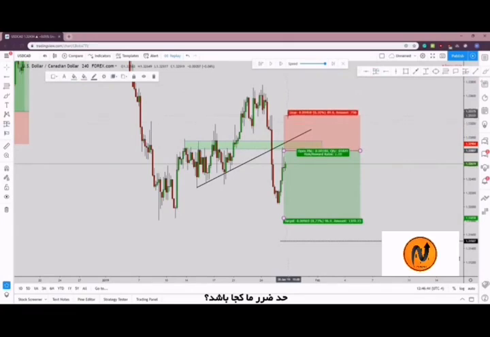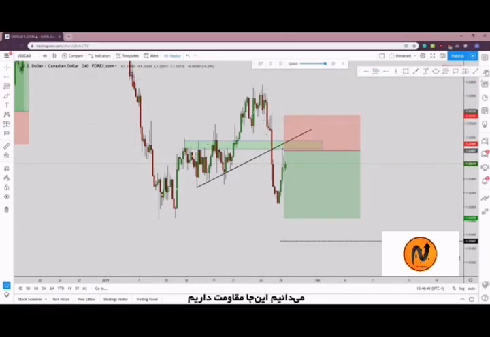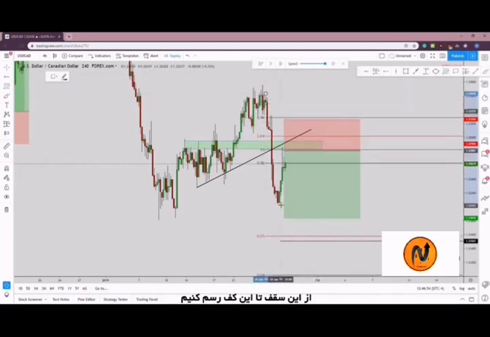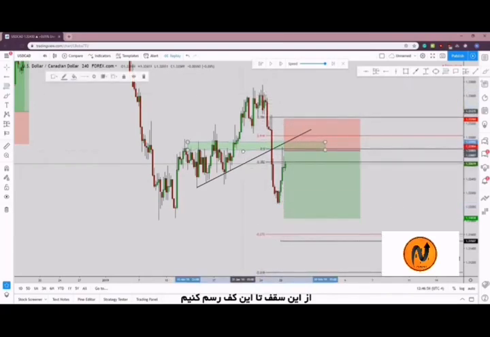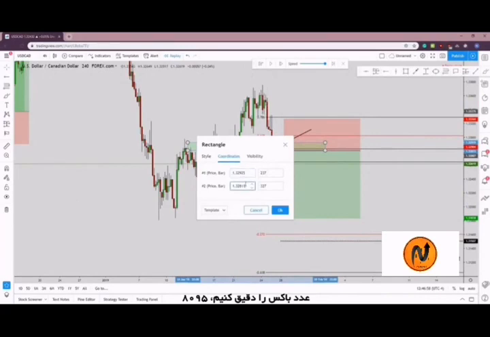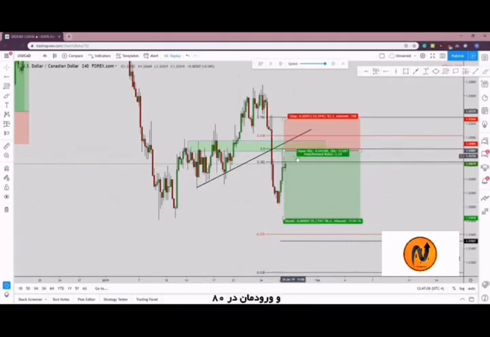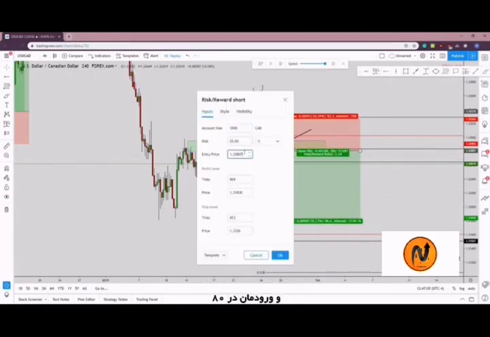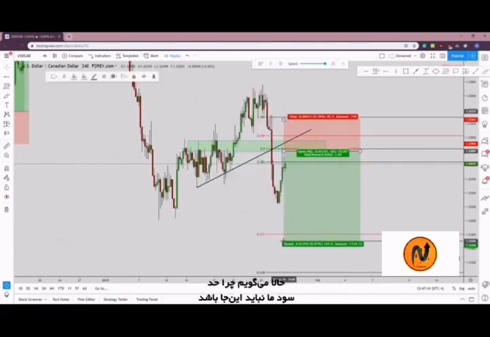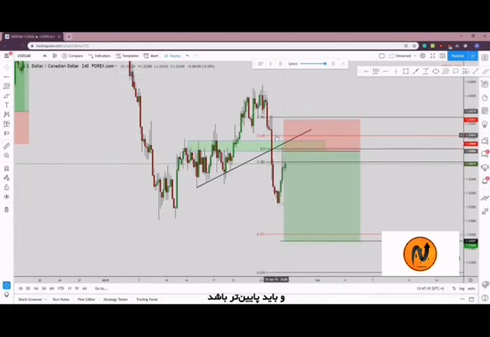Our stop loss, we know that we have resistance here. If we take a stop loss, we don't even need to take it this high. We can just take our Fibonacci from the high to the low. Let's precise our box with 80.95. So we know that our stop loss needs to be above this level, and our entry will be 80. Our take profit, I will now show you exactly why it's not here, but it's lower. And let's first talk about the stop loss.